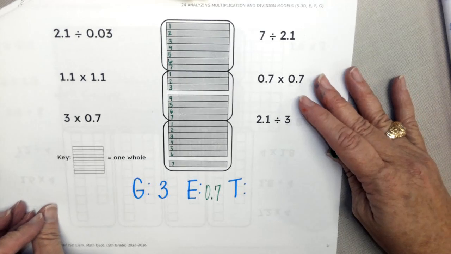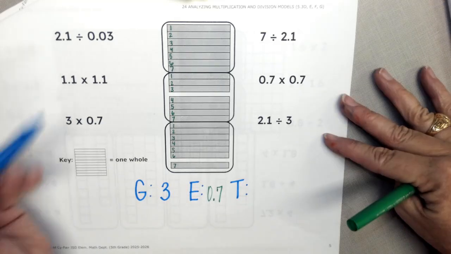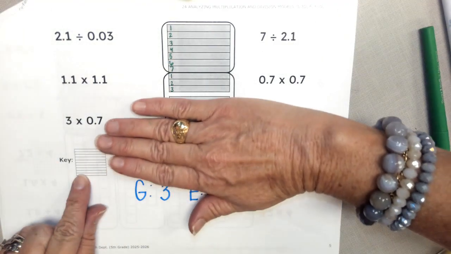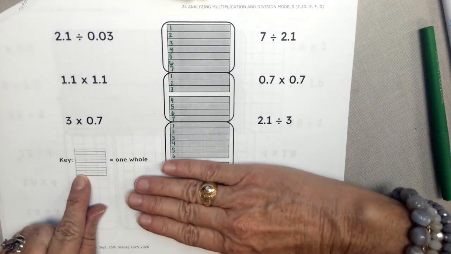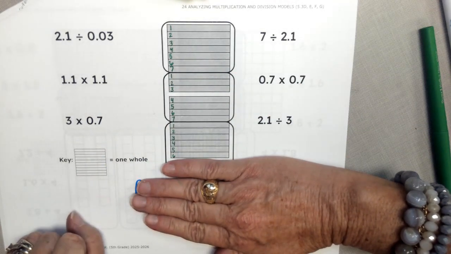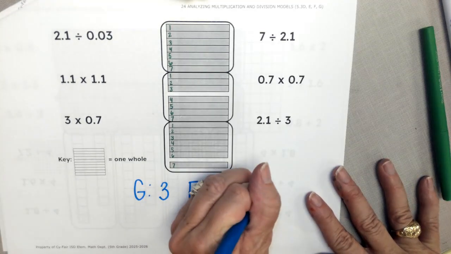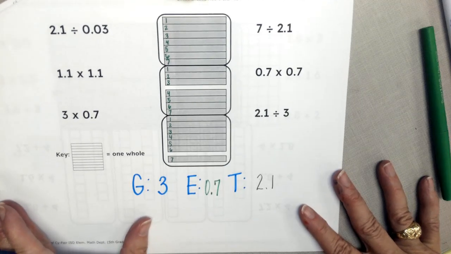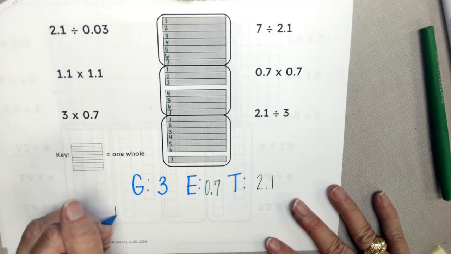And the last thing that I want to do is go back and grab my total. So when I see my total, I want to look for these whole pieces. So I have one whole. I see another whole, so that's 2 wholes, and 1/10. 2 wholes and 1/10.